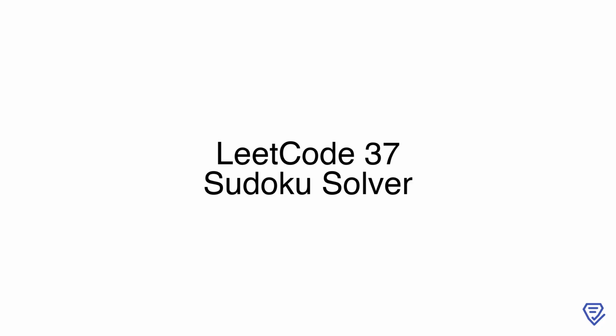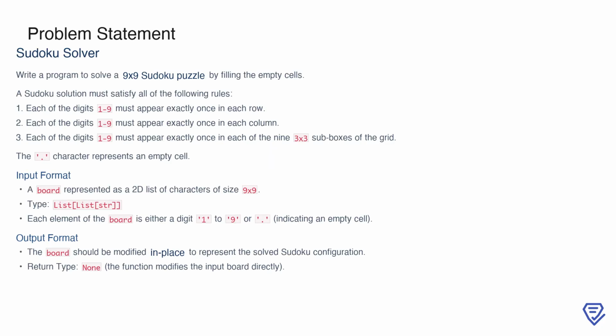Let's get started. In this problem, we're tasked with solving a 9x9 Sudoku puzzle. A valid Sudoku solution must follow three specific rules. First, each digit from 1 to 9 must appear exactly once in every row. Second, the same digits must also appear exactly once in every column. And third, within each of the 9 smaller 3x3 subboxes that make up the grid, the digits 1 to 9 must also appear exactly once.